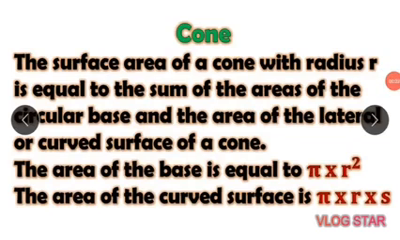So the next is cone. The surface area of a cone with a radius r is equal to the sum of the areas of the circular base and the area of the lateral curved surface of a cone. So for the area of the base, we use the formula of area of a circle, which is pi r square, and for the area of the curved surface, we use pi times r times slant side. When you combine these two areas, then that is the surface area of a cone.